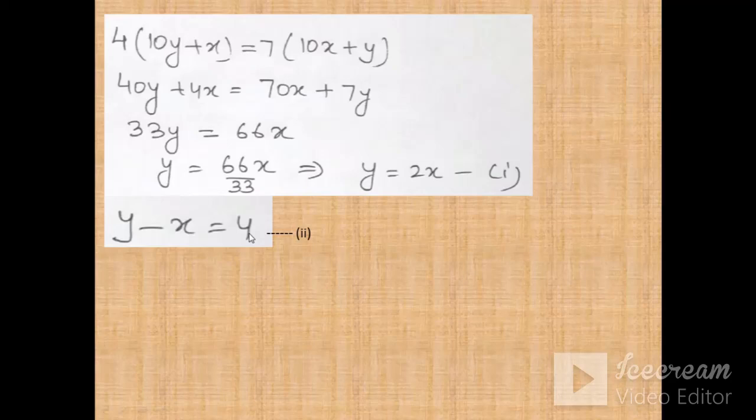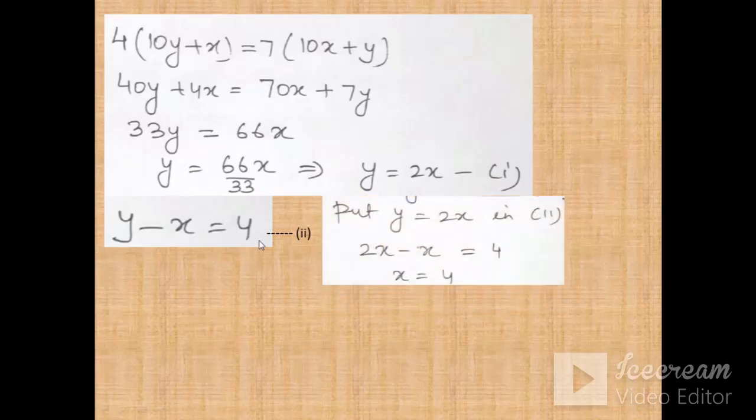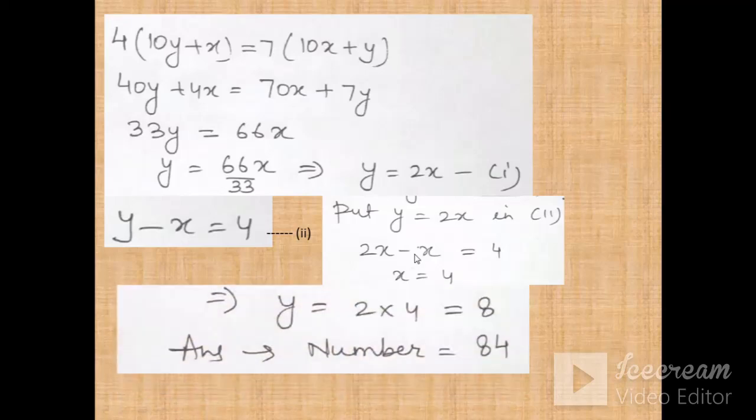Now y is equal to 2x and y minus x equal to 4. So we will put the value of y equal to 2x in the second equation. So that will give us 2x minus x equal to 4, or x equal to 4. So what is the value of y? y is 2 into 4, that is 8. So finally our number is 84.